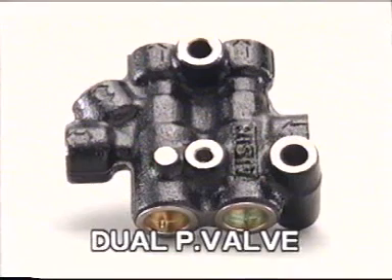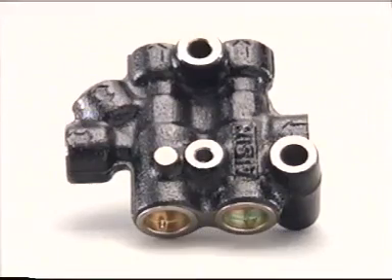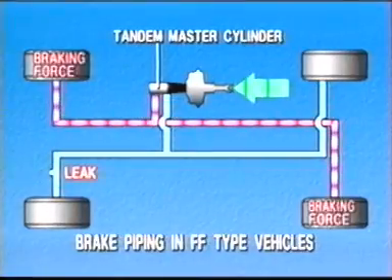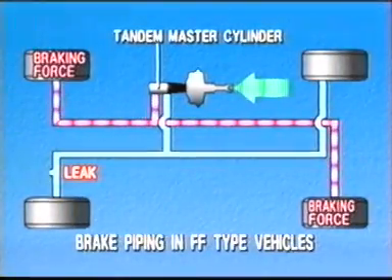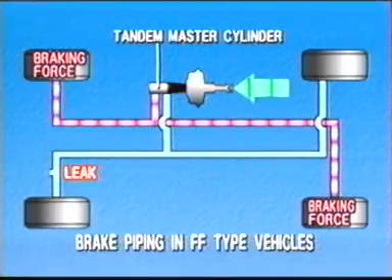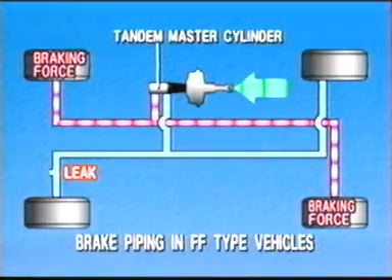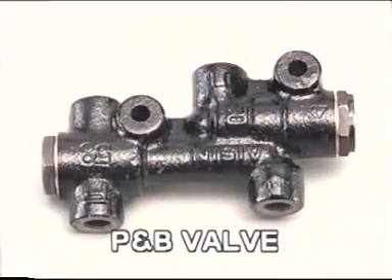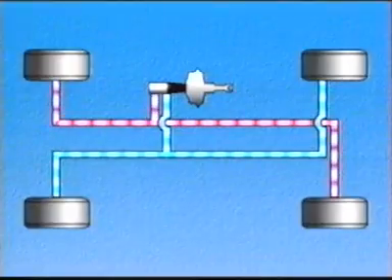The dual P-valve would have a pair of P-valves operating side by side. This is usually used in diagonal brake piping of FF vehicles. In the case of hydraulic pressure failure in the front, the rear braking force adjusted by the P-valve would be insufficient. The P and B valve is designed to deactivate the P-valve under such circumstances.